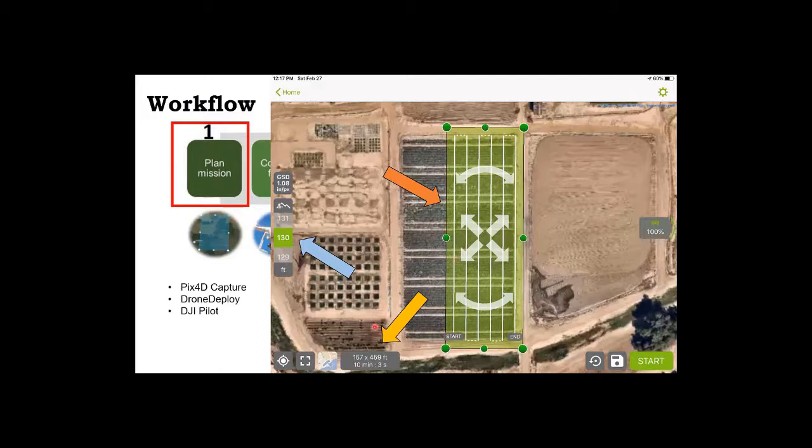On the bottom of the right arrow, it shows the area we are flying, 157 times 459 feet, and the time the drone will take to complete this flight is 10 minutes and 3 seconds.